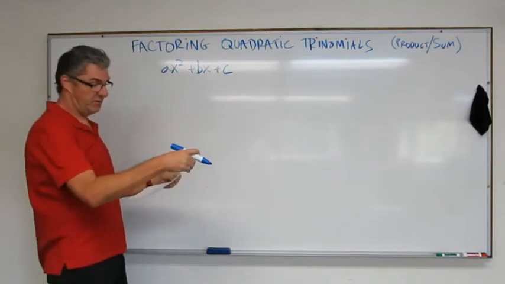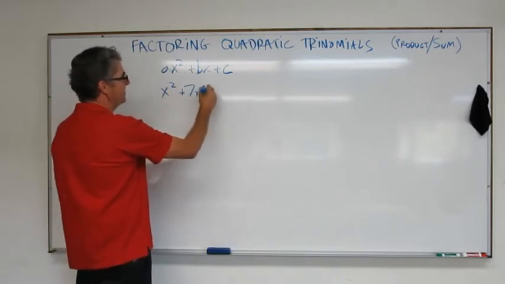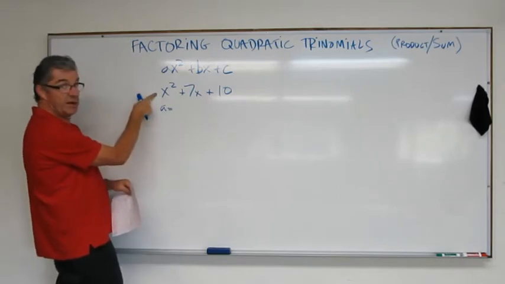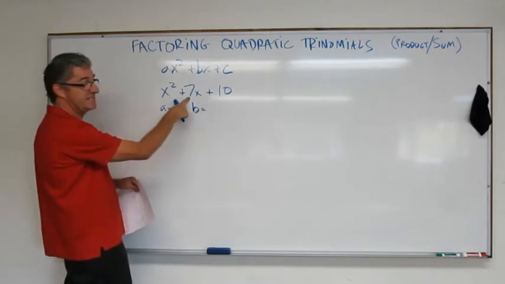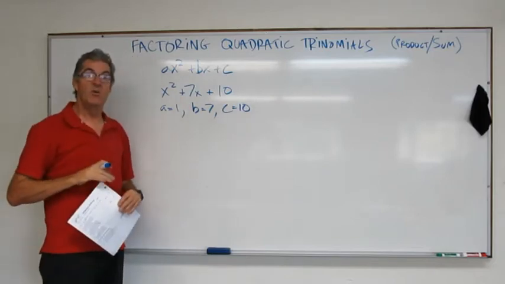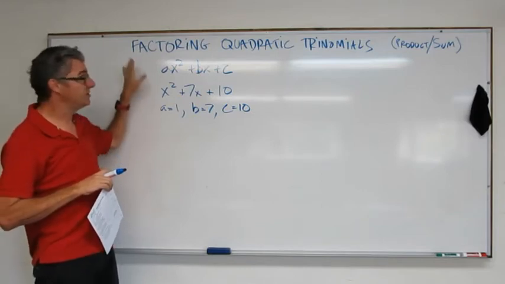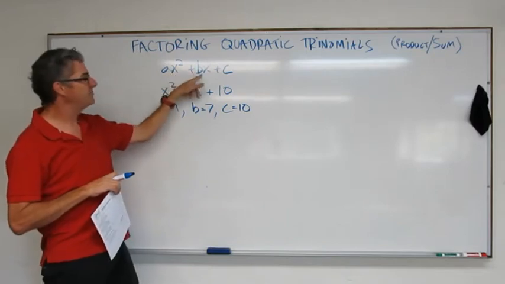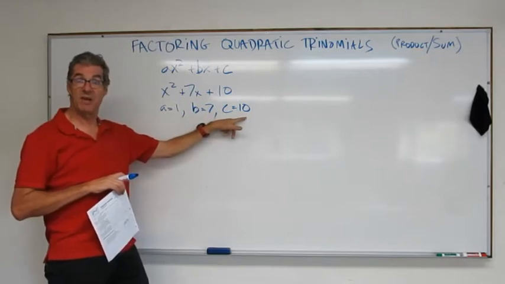So, for example, the trinomial x squared plus 7x plus 10, my a is out here. There's no number there, so it means there's a 1. My b is my 7, and my c is 10. We'll come back to this format several times in the course of our exploration of these topics. So you just need to know that this is a general form, ax squared plus bx plus c, and you need to be able to extract the numbers connected to the letters.